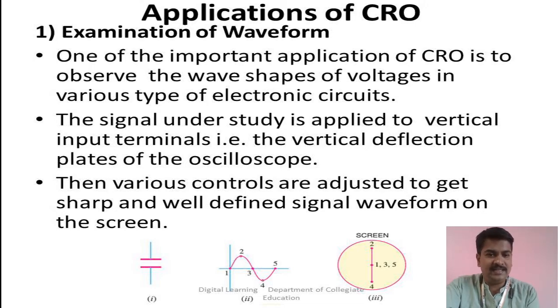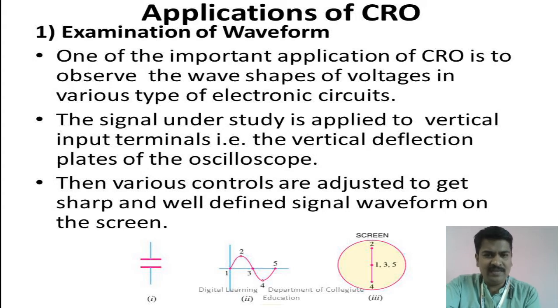The signal under study is applied to the vertical input terminal. There are a vertical terminal and a horizontal terminal in the CRO. The signal which has to be studied is given to the vertical input terminal, that is the vertical deflection plate of the CRO. There are two plates over there. One is the vertical deflection plate, another one is the horizontal deflection plate.